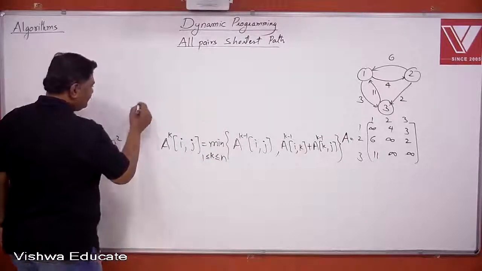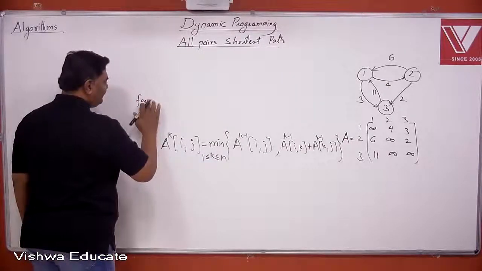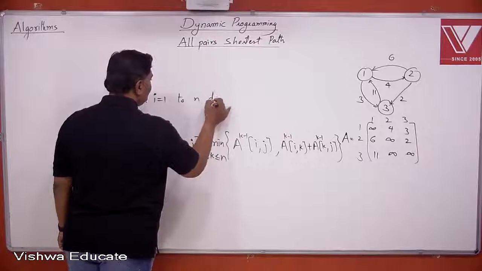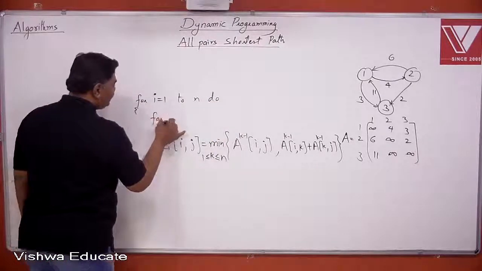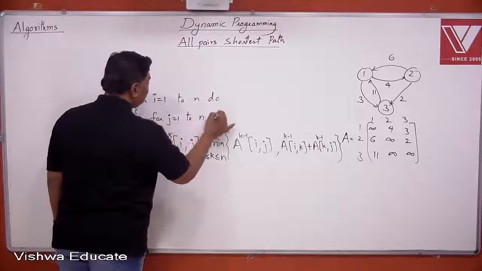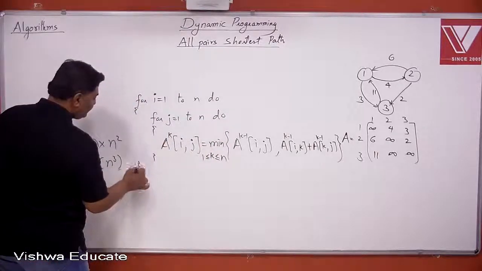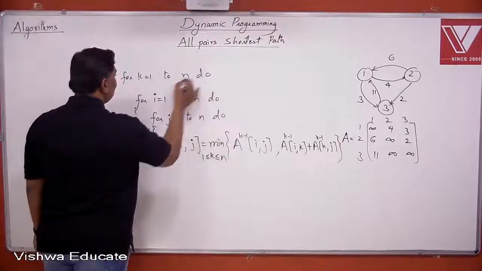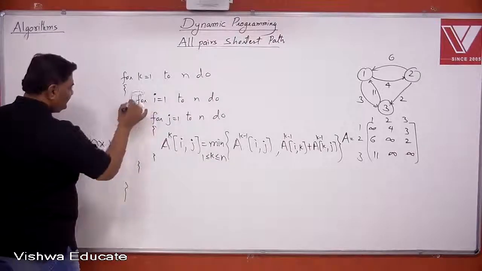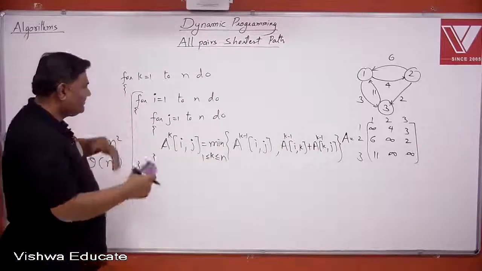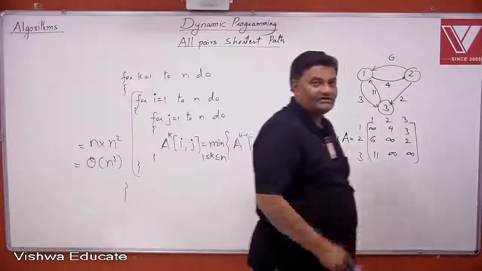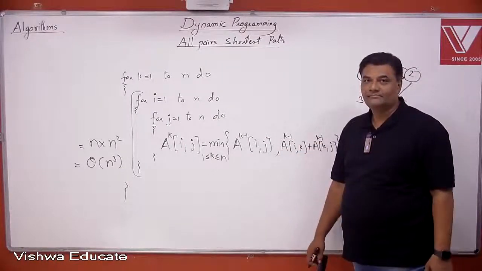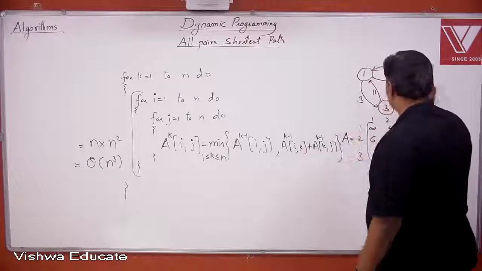If you want to convert this into a program, then you have to take for i takes values from 1 to n, do. Then for j takes values from 1 to n, do. Then for k takes values from 1 to n, do. See, these two inner loops will be preparing a matrix and k is for preparing all the matrices from 1 to n. So 3 nested loops, so it is n cube. That's all.